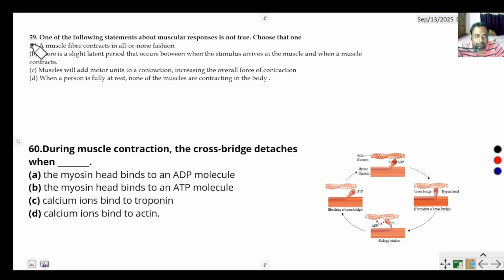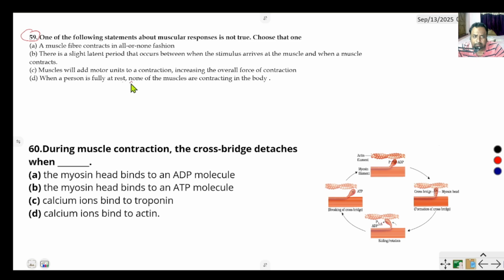Next question 59. One of the following statements about muscle presence is not true. Choose that one. A muscle fiber contracts in all or none fashion. There is a slight latent period that occurs between when the stimulus arrives at the muscle and when the muscle contracts. Muscle will add motor units to contraction, increasing the overall force of contraction. When a person is fully at rest, none of the muscles are contracted.